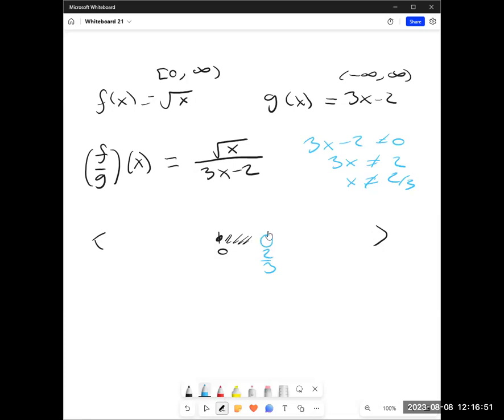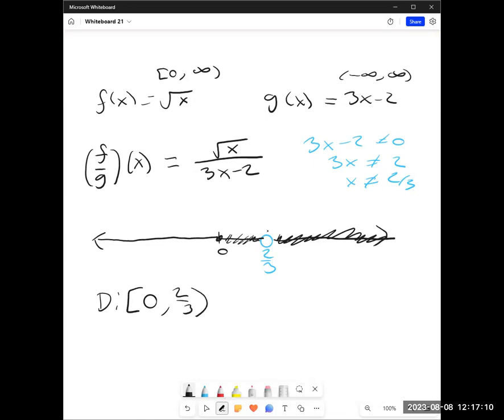Let's get back to my black pen here. I should not color in on top of that circle. So my domain here is going to be 0 to 2/3, not included, union 2/3 to infinity, not included.